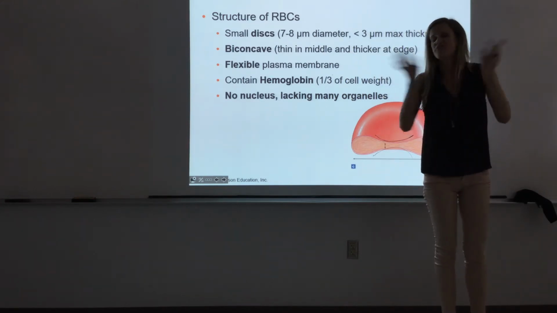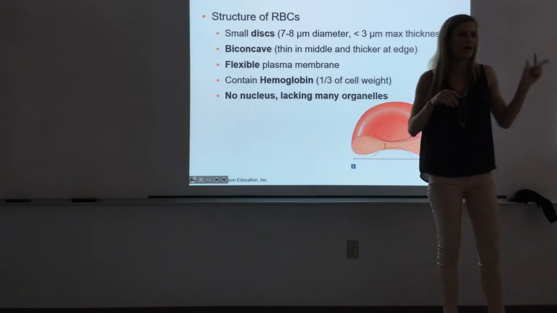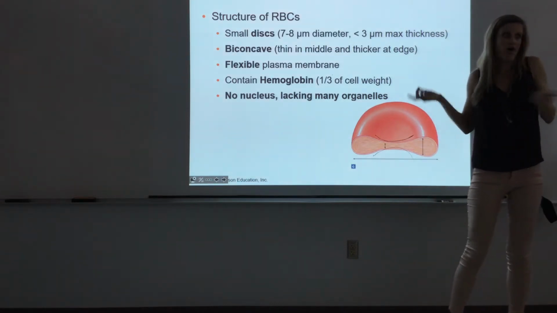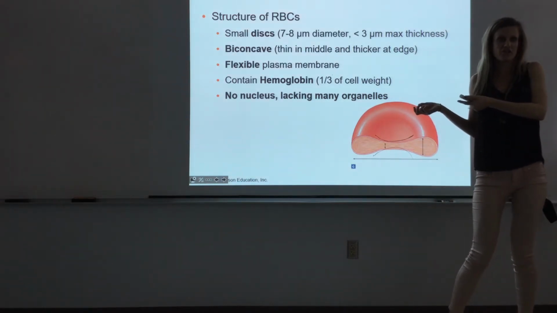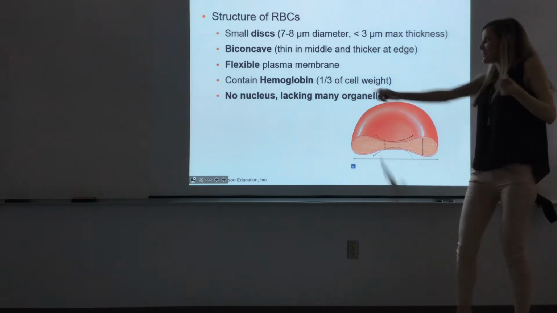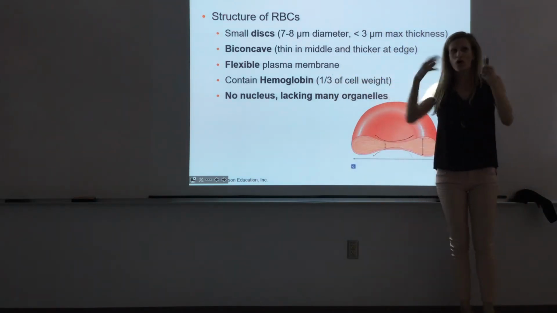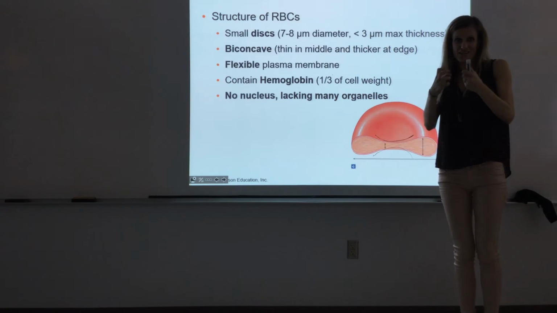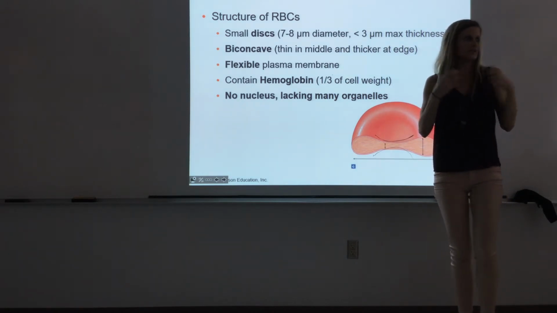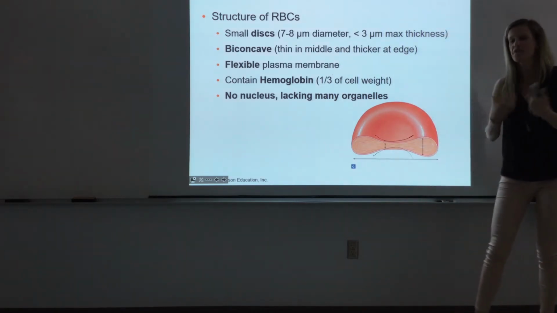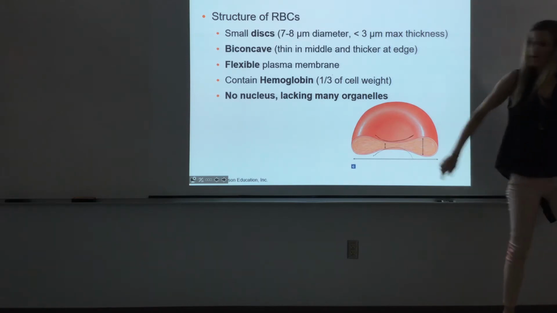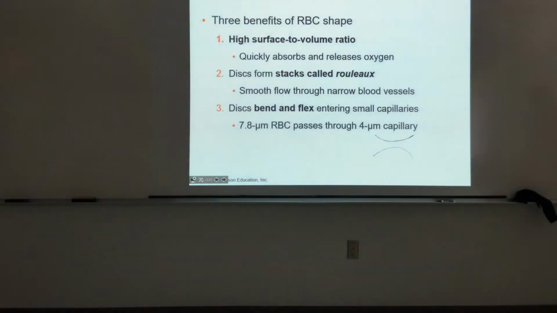Most of the organelles are non-existent. No ribosomes, no mitochondria, because it doesn't need them. All this does is carry oxygen and CO2, and it does that with hemoglobin. So almost all of the actual solid stuff that's present in red blood cells is just this hemoglobin. It's really the most important thing with the red blood cell.